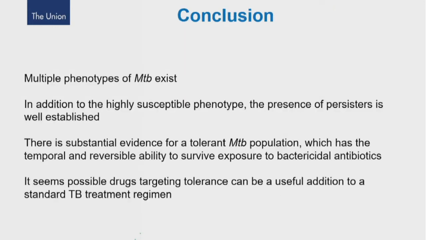So multiple phenotypes of MTB exist. In addition to those highly susceptible phenotypes, the presence of persisters is well established, but I believe there is evidence that there is a third kind, tolerant, and it seems possible that we can develop drugs targeting tolerance, and that this would be a useful addition to what we currently do.